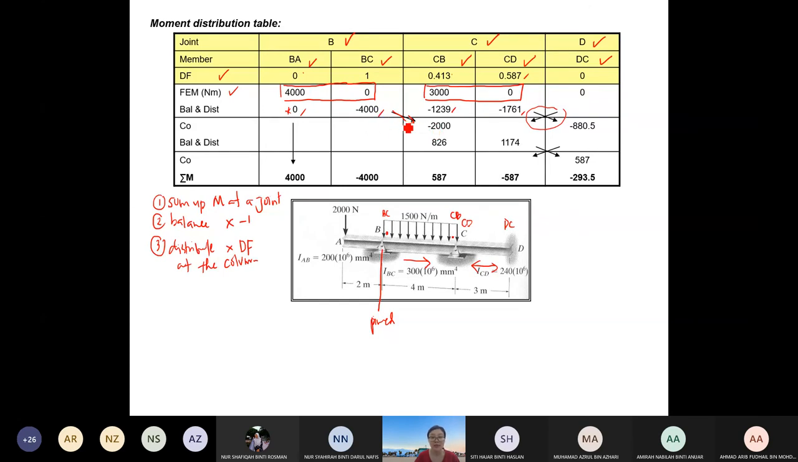the other joint. So negative 4,000 divided by 2 becomes negative 2,000. Okay, so similarly for this, negative 1761 divided by 2, you get negative 880. Then you continue with balance and distribute. So now at joint B, there are no moments to distribute. Just now we haven't come to the second step of the balance distribute, right? And in this example, you can see that you are actually looking at the moment at this.